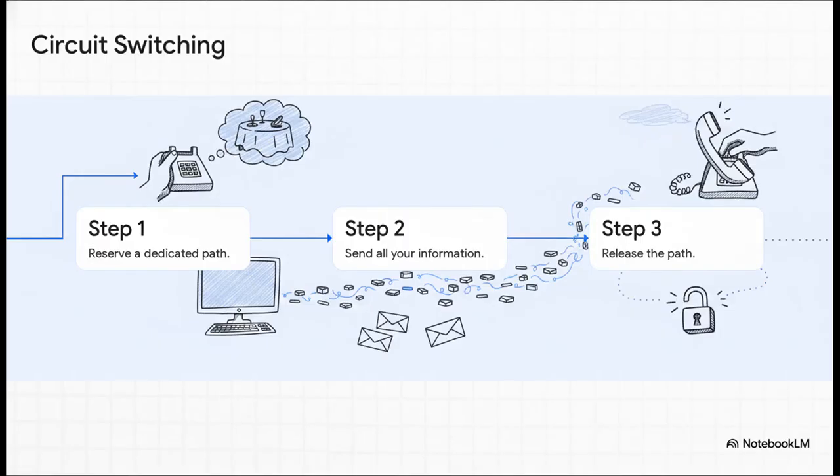The process here is actually pretty straightforward. Step 1, you reserve a completely dedicated path from your device all the way to the destination. It's just like calling that restaurant to book a table. Step 2, once that path is yours and only yours, you send all of your information down that one single unbroken line. And then step 3, when you're all done, you release the path so someone else can use it.